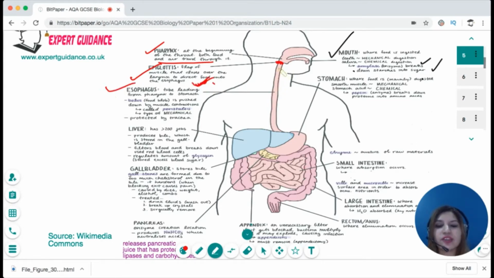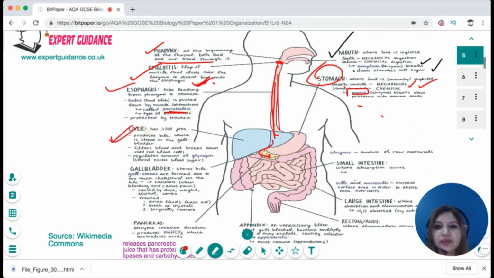The esophagus is the tube that leads the food into the stomach, and it has some peristalsis movement that pushes the food down. Then the food comes into the stomach, where mechanical digestion and chemical digestion start. Hydrochloric acid is released, and an enzyme called pepsin is released that digests proteins into amino acids. Then the food goes into the small intestine.